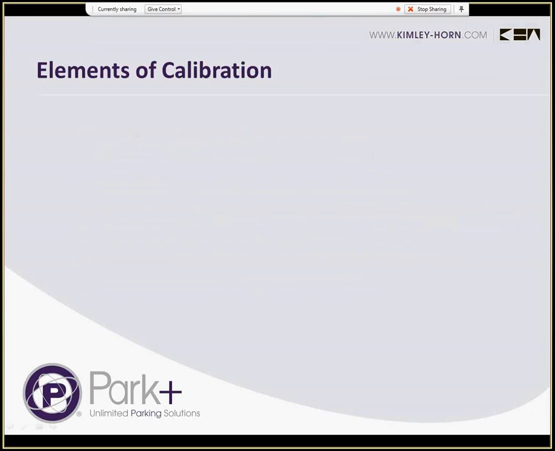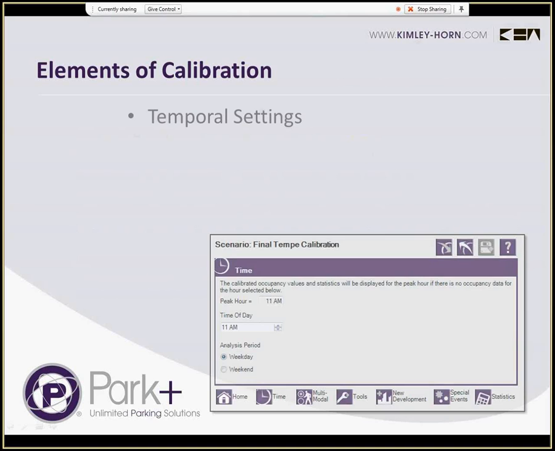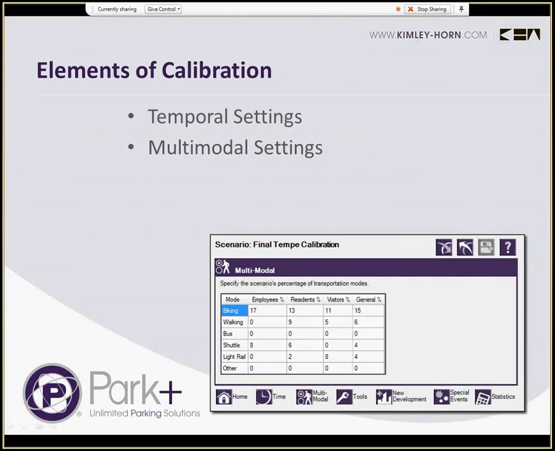When we talk about calibration, there are a few elements that go into this, and you may remember this from your training. There's time of day. So what are we calibrating to? What time of day, what analysis period are we calibrating to? Those are all factors that you'll go in and manually input as you're setting up the calibration file. Then multimodal settings. How are people getting to and from the community or the campus? And how are those distributed in non-vehicular trips?